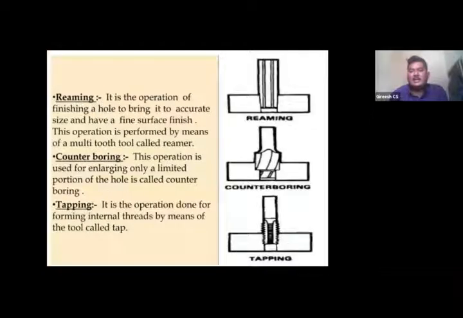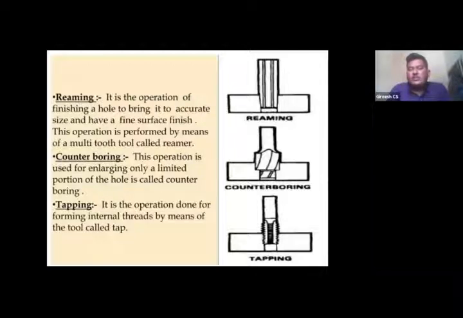Next one is reaming. Reaming is the operation for finishing the drilled hole. Because we use a twist drill for producing the hole, the internal surface finish is not good, since a twist drill removes the material at a high material removal rate. We are not bothered about surface finish in the drilling operation. Further, to give the surface finish for the drilled hole, the reaming operation will be carried out. Reaming is the process of finishing the drilled hole.